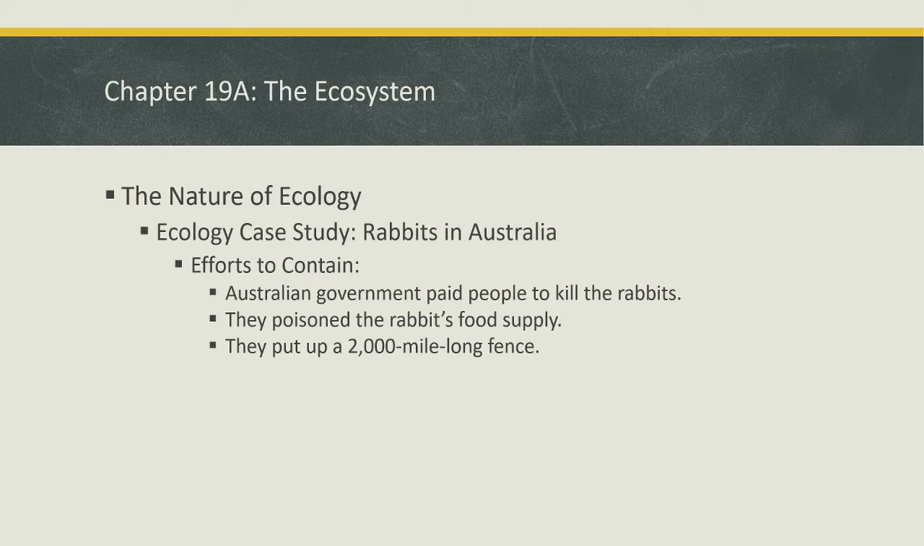Next bullet point there. They poisoned the rabbits' food supply. They're like, well, we're hiring people to kill as many of them as we can, and this is still getting out of control. What if we try to poison the rabbits' water? And they would do that, but it still wasn't containing the rabbits. They put up a roughly 2,000-mile-long fence.